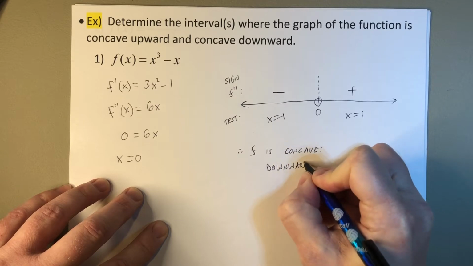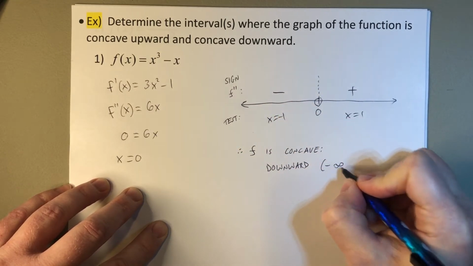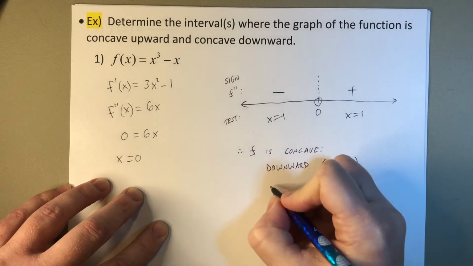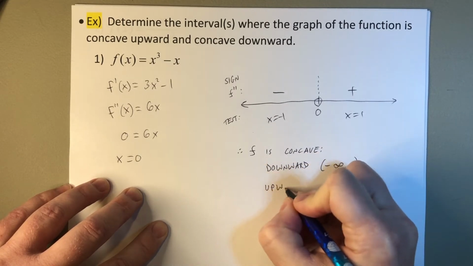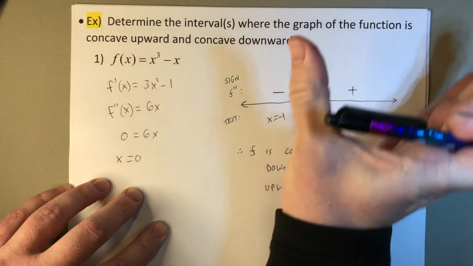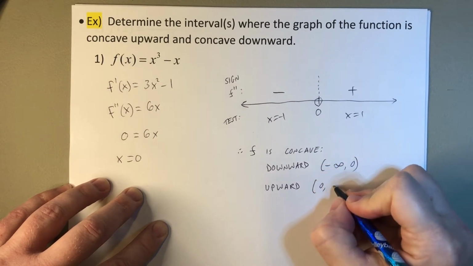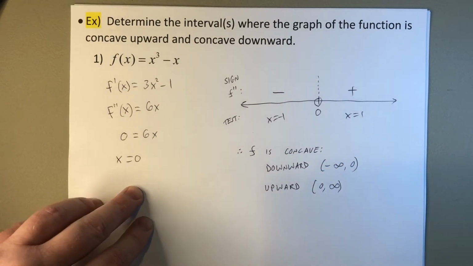Concave downward, sad, on the interval from -infinity to 0. And it's going to be concave upward, happy, upward, on the interval from 0 to infinity. That's example number 1.